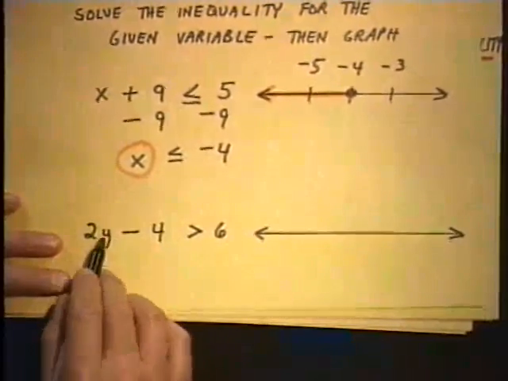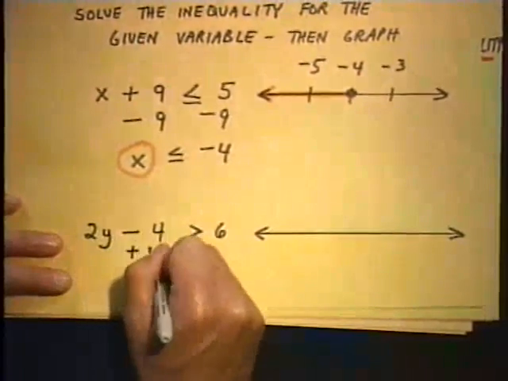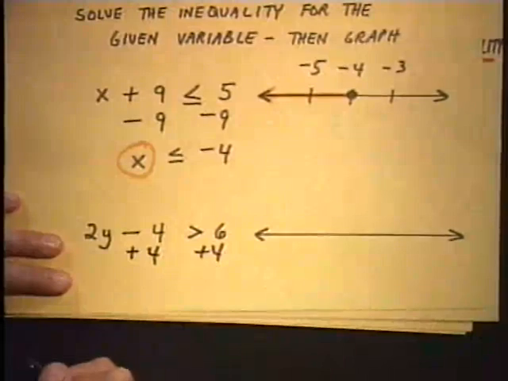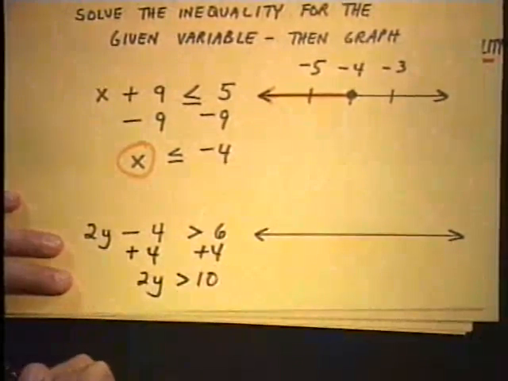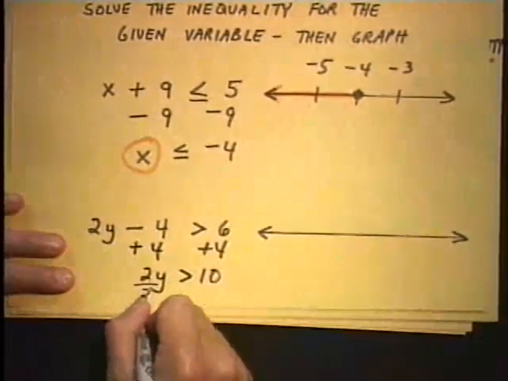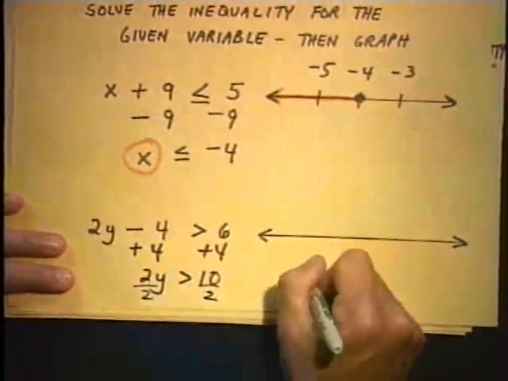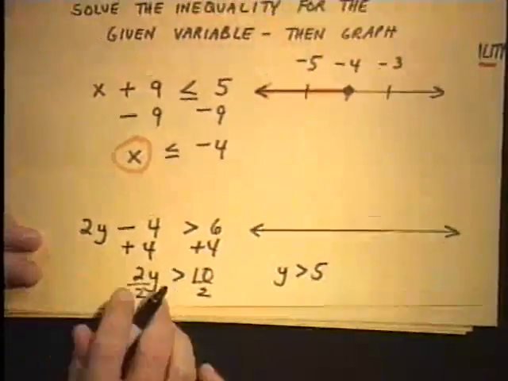So first, we want to get y by itself by taking the -4 and adding 4 to both sides. So that'll give us 2y is greater than 10. And to solve for y, we'll divide both sides by 2. Y will be all numbers greater than 5.